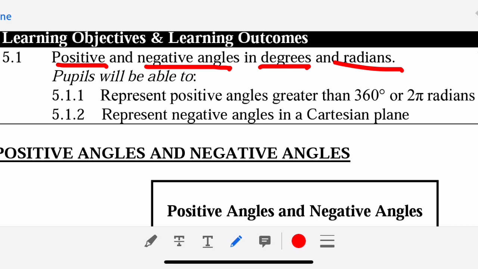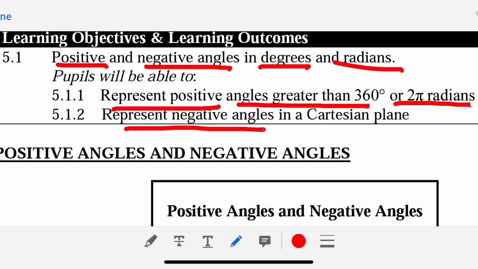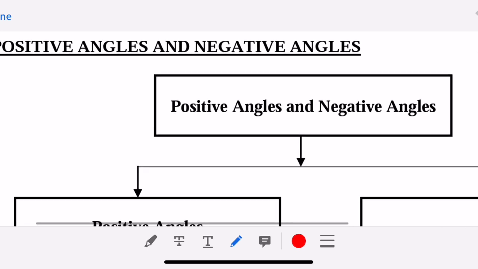For maths, you have to study radians and negative angles. You also must know how to represent positive angles more than 360 degrees, or more than 2 pi radians, and also negative angles in a Cartesian plane. So let's see what that means.